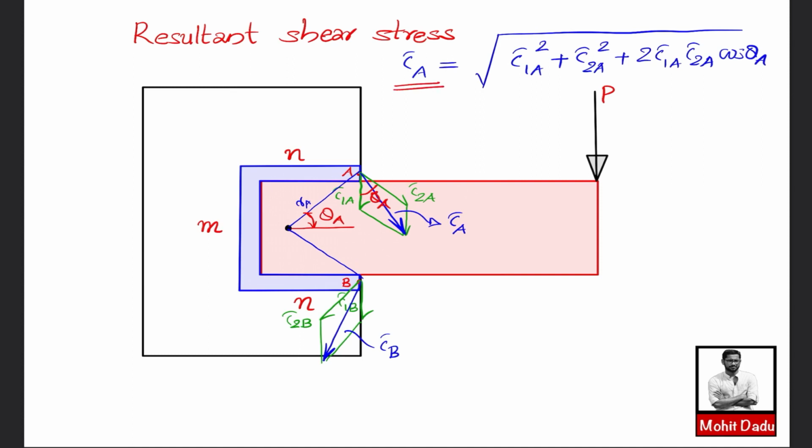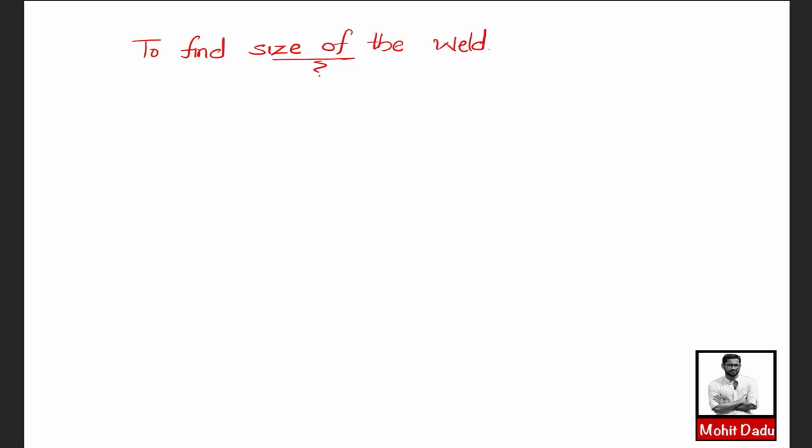Then you can find the maximum shear stress acting at this weld section, and the same can be used for design. So either tau A or tau B will be the maximum shear stress. Any of the points can be considered the critical point, and its resultant shear stress can be used for design. And now we'll see that finally we have to find the size of the weld.